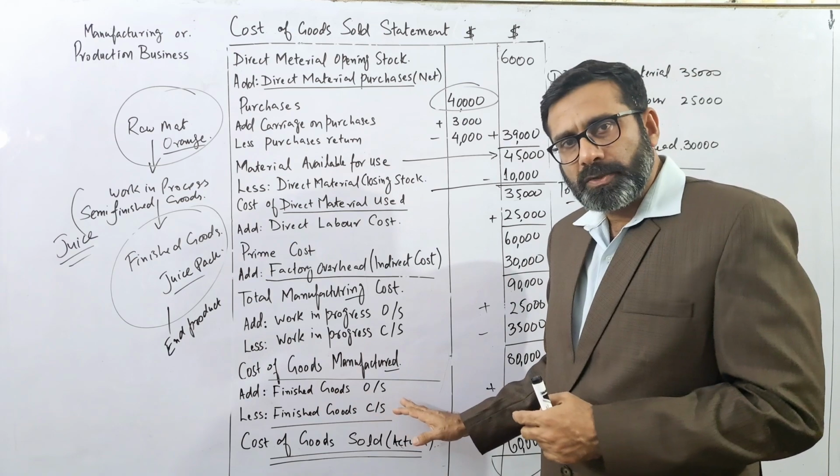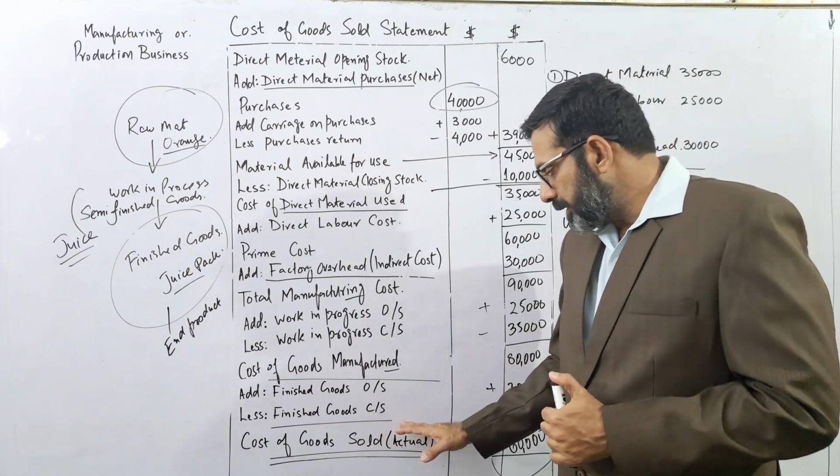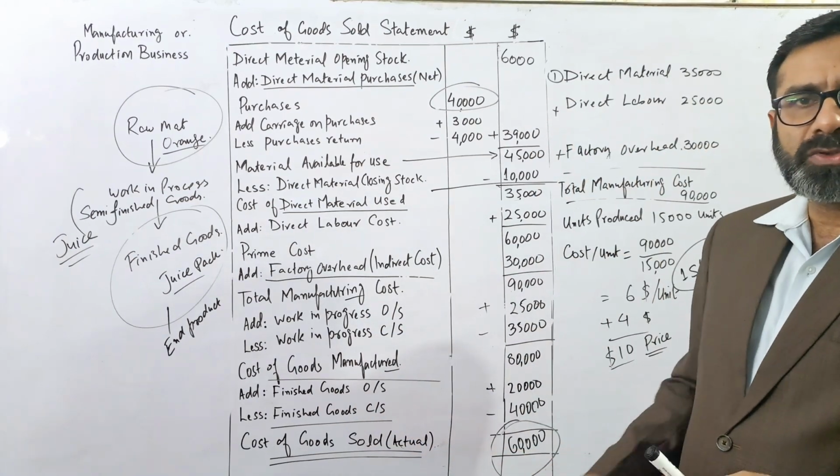Then again there are finished goods which are produced but the business is unable to sell them. So the finished goods opening stock is added and the closing stock is subtracted. So we get the cost of goods sold at the actual.